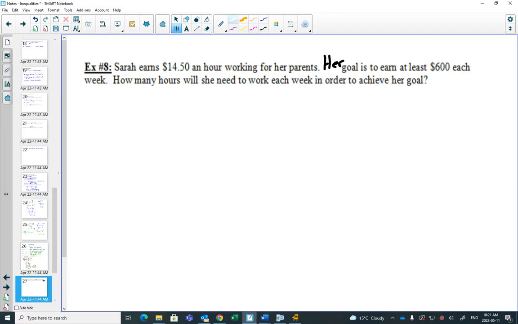This is an inequality. So first of all, we need to define what our variable is going to be.